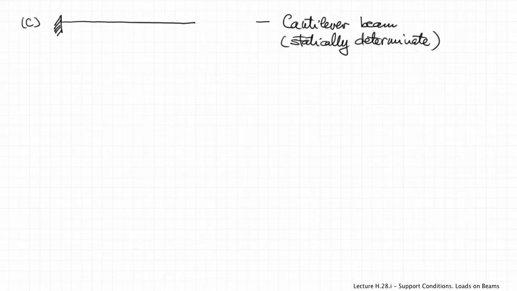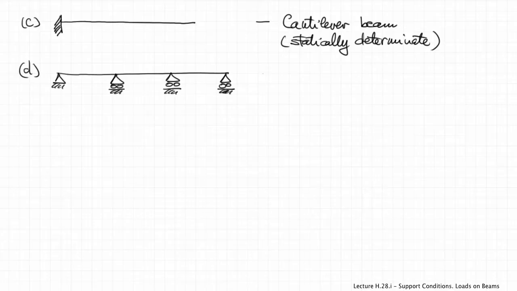Now let's look at a few more examples. So case C, another beam, but fixed at the left end, free at the other one. This one is a cantilever beam. It's like a beam that supports, for example, a balcony that overhangs. Again, it's statically determinate because there are three reaction forces at its left end, and we can solve for these reaction forces through three equations of equilibrium.